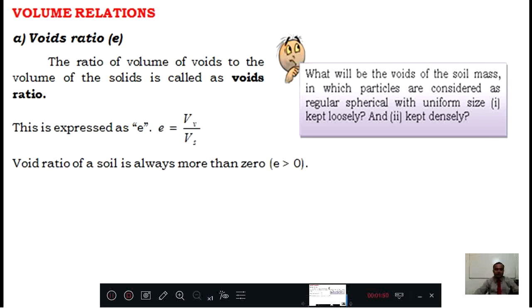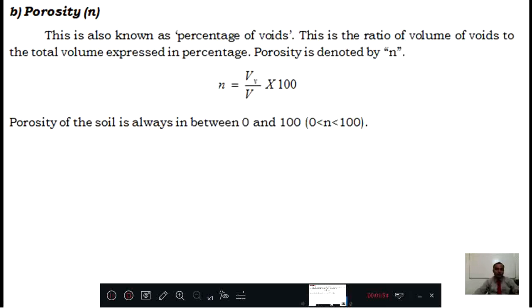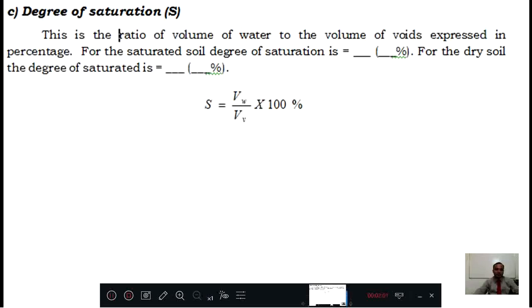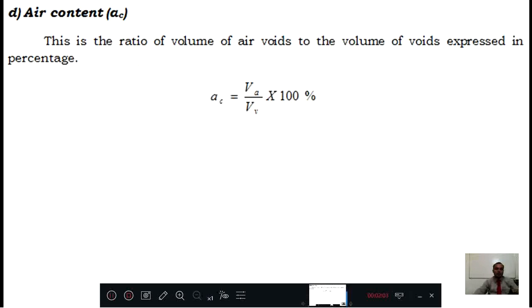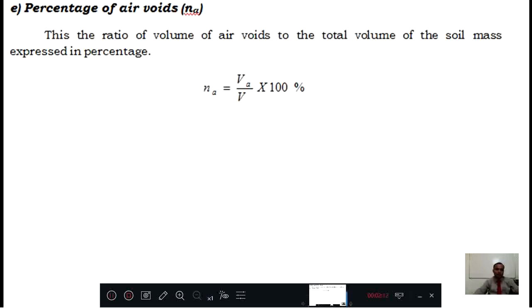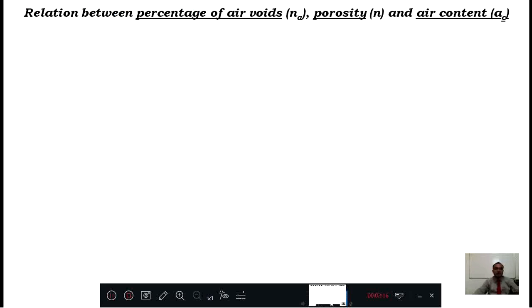After that we studied some volume relations. The first is the voids ratio, the second is porosity, and the third is the relation between the voids ratio and porosity, which we derived. We went through the definition of degree of saturation, then air content, and the relation between degree of saturation and air content, that is S plus AC equals 1. Then we studied percentage air voids, and the relation between Na, N and AC, that is Na equals N into AC.